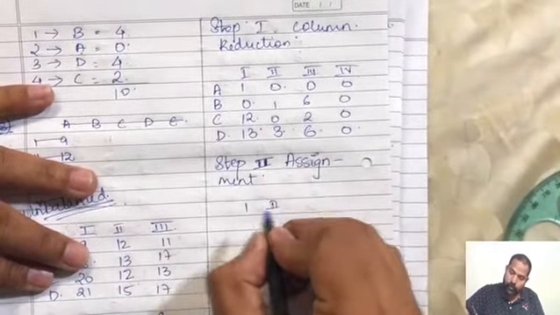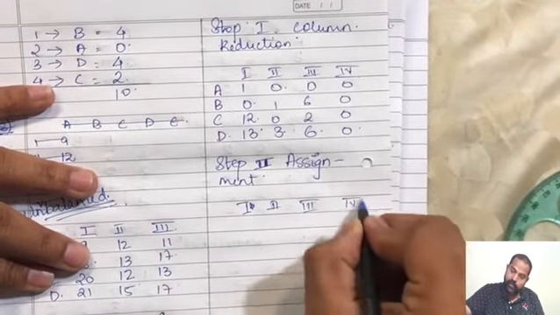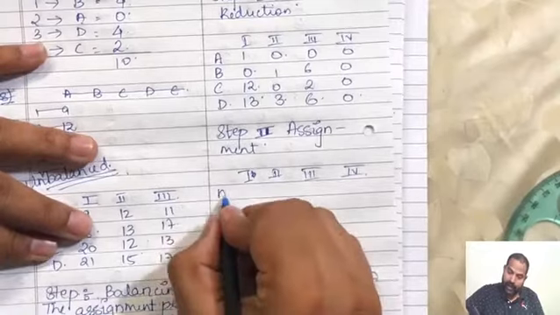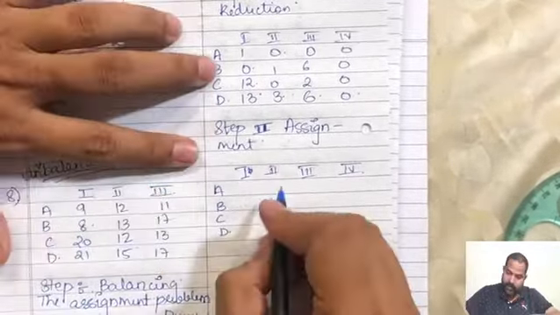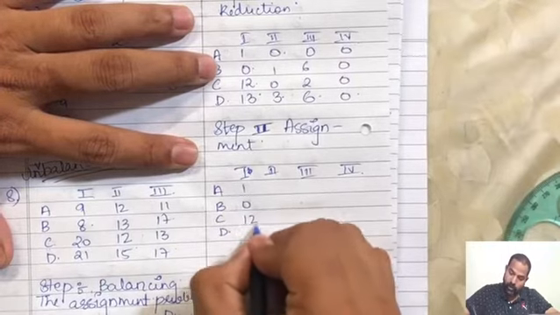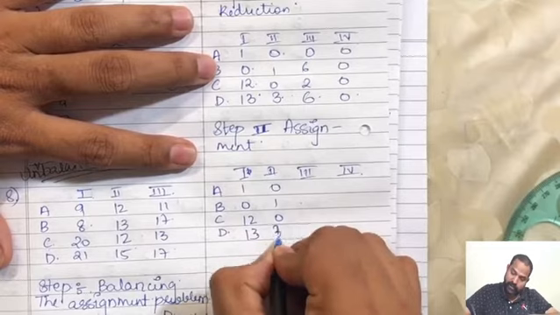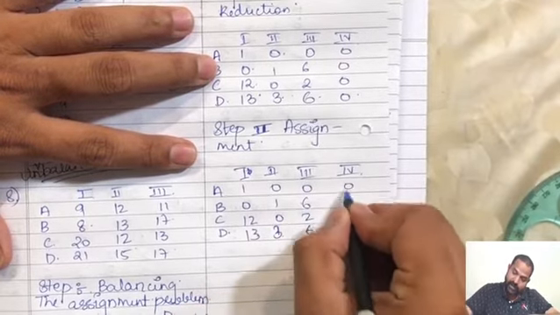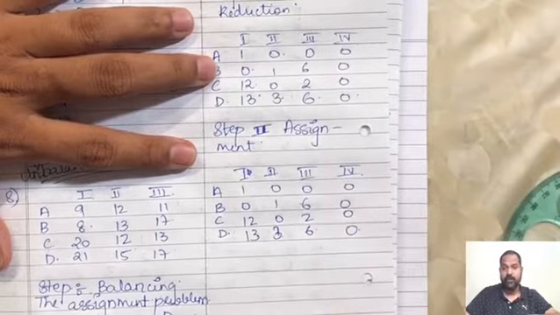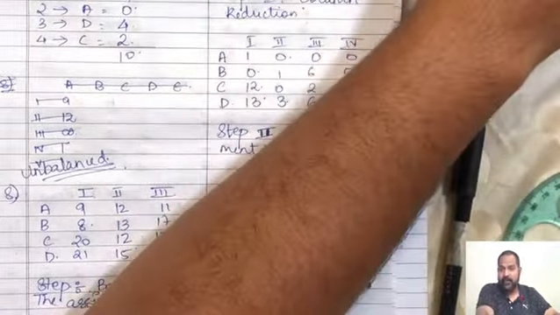1, 2, 3, 4. A, B, C, D. Write down these as and how it is. 1, 0, 12, 13, 0, 1, 0, 3, 0, 6, 2, 6, 0, 0, 0, 0. Now we can start assigning.